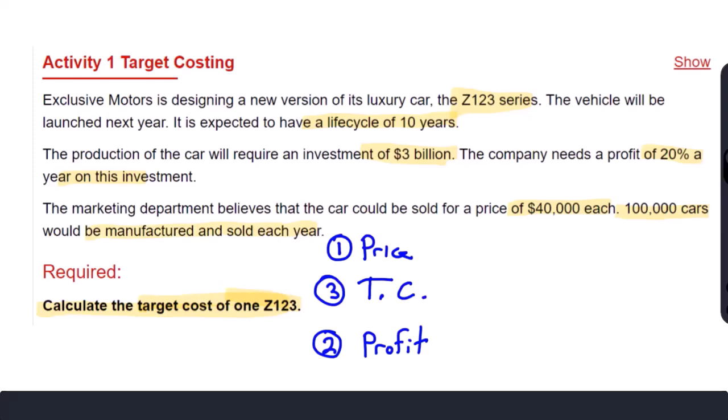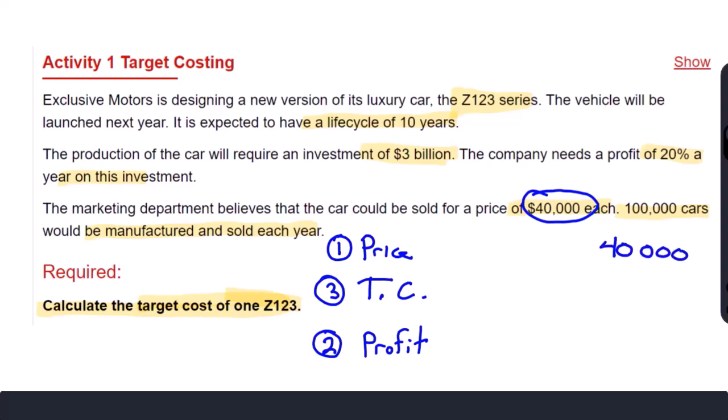Now, first step is the price. And we have to make a decision now. We could work at the unit level, or we could work at an annual level, and when we're all done, we could divide by 100,000. I'll do this example looking at the price, target cost, and profit at the unit level. First piece of information we need is the price. We've got a price set by the marketing department of $40,000. So step 1 is done for us.